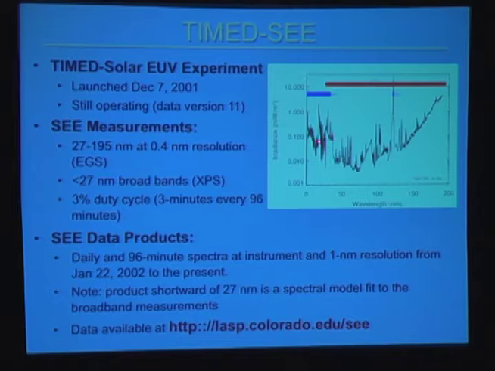Shortward of that, in this important range that Phil pointed out is important to photoelectrons, SEE actually only has a few broadband measurements, photometer measurements. And so we put out a data product that's all the way across this as a spectrum, but our data product, shortward of 27 nanometers, is a model based on scaling the broadband measurements. And if you want SEE data, go to the website.